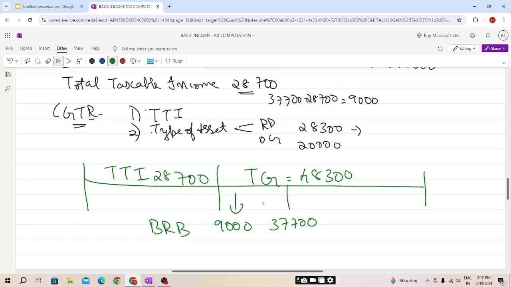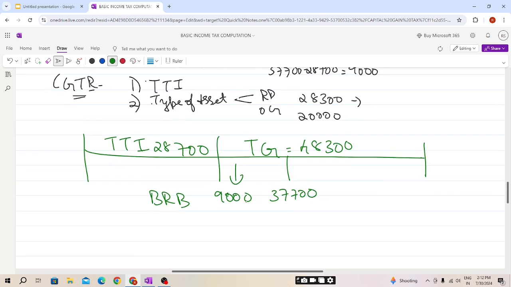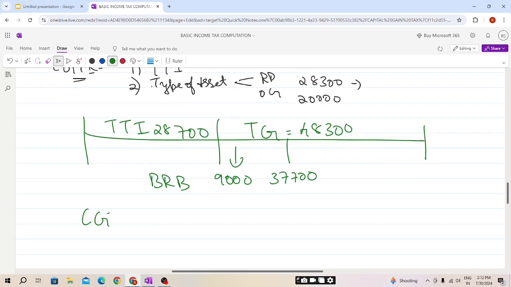So now, students, first we'll charge the residential property. The capital gains tax liability will be 9,000 at the basic rate. For residential property, the basic rate is 18%. You need to learn this rate, students.